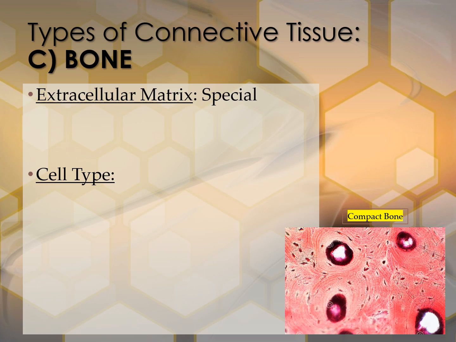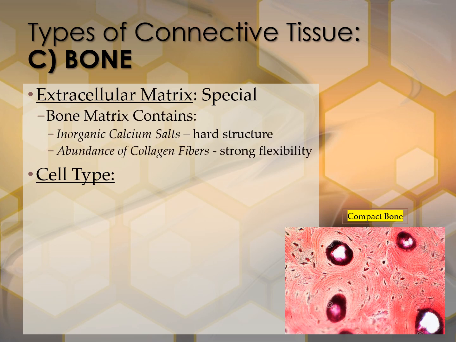So now our third type of connective tissue is bone. We've talked about connective tissue proper, cartilage, and now bone. The special thing about bone is the extracellular matrix. It's very similar to cartilage because it has a lot of collagen fibers, which makes it quite flexible. I know you might think, wait, bone is not flexible, but it actually really is flexible.